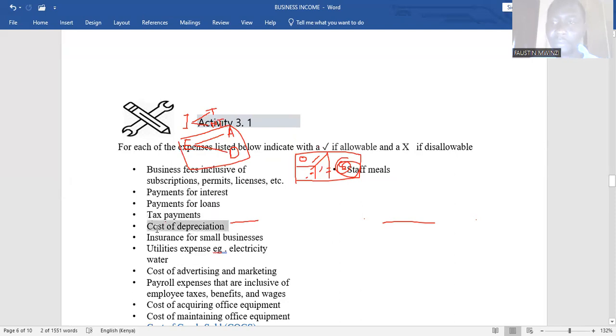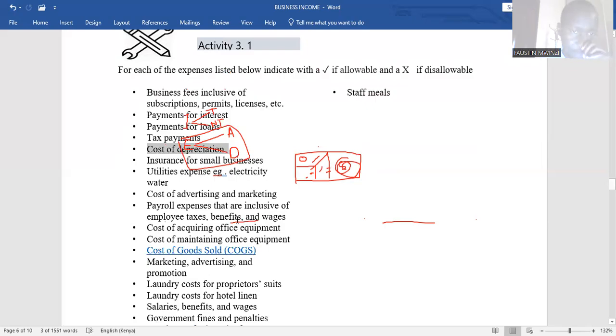Depreciation. Depreciation on an asset, allowable, not allowable? Not allowed. Not allowable, we have just discussed. Insurance. Insurance is allowable. Okay. Can you read through these items, write them down, indicating whether they are allowable or not?